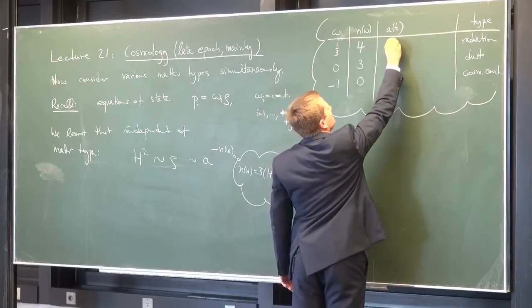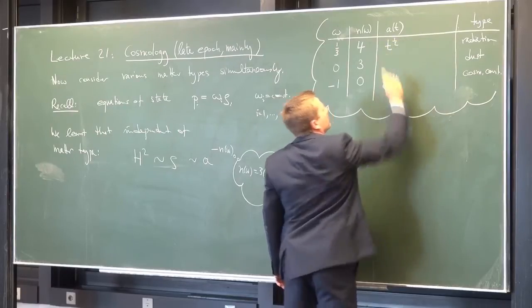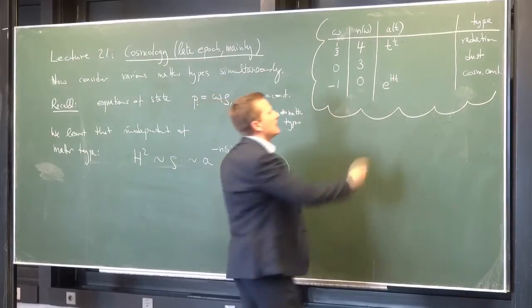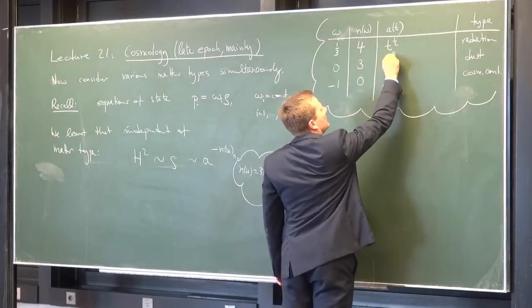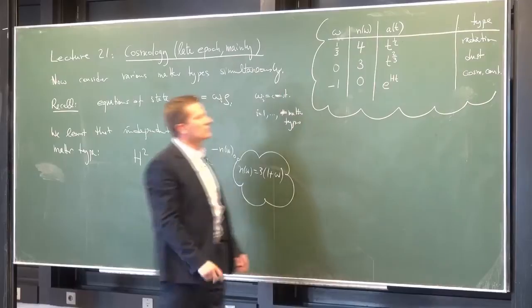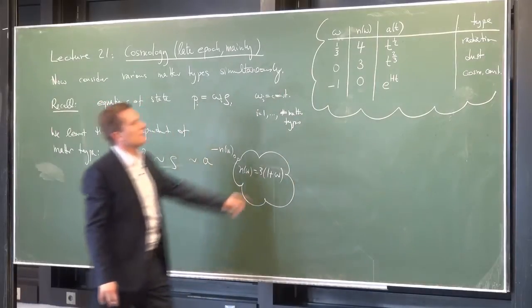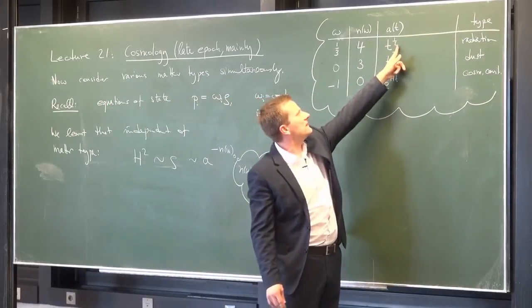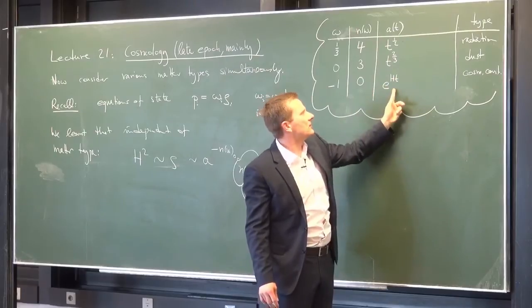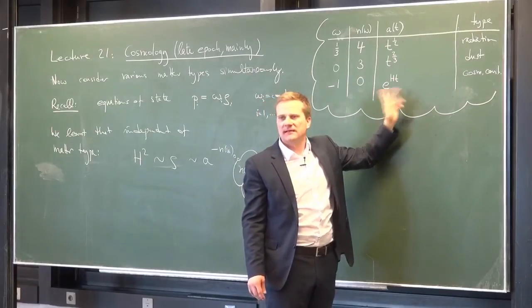Yeah, it's square root, 1/2. Aha, yeah, of course. n is 4, so 1/2. t to the 2 by n is 2/3. Exactly. So this is the scale factor, how it evolves for radiation, how it evolves for dust, how it evolves for cosmological constant. That is something we found out.